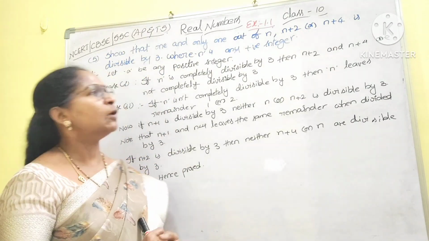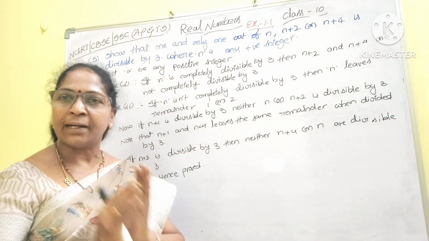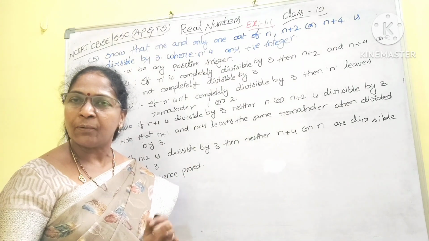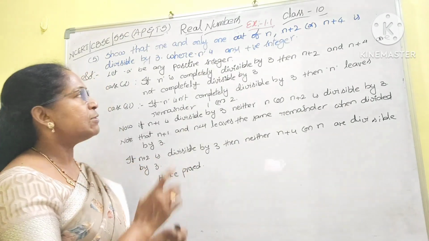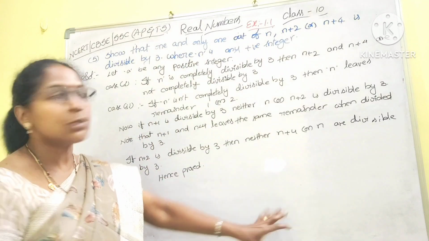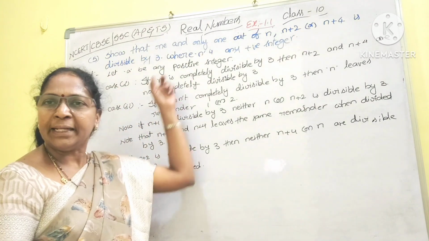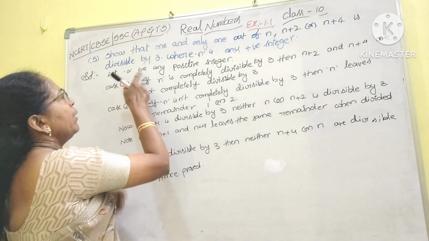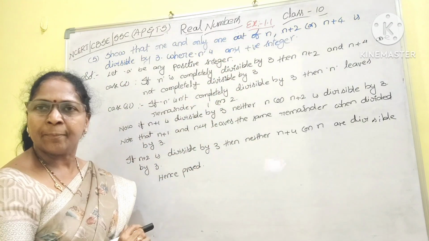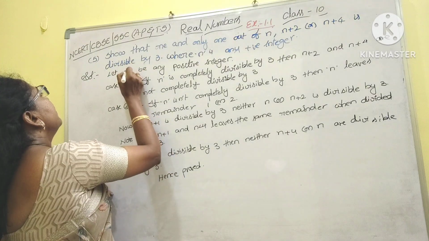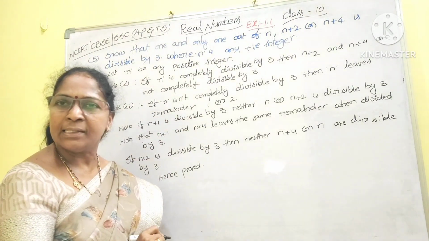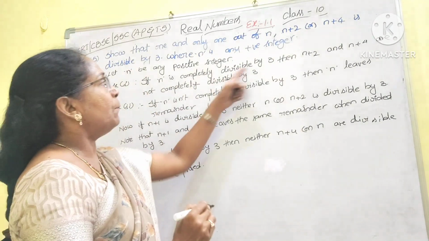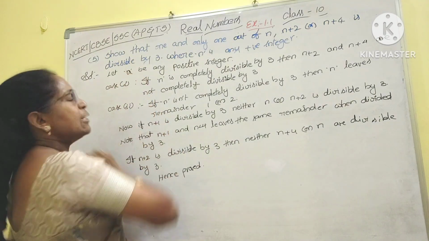N value is a positive integer. That is the condition. Here you have to show that among these 3, only one number is exactly divisible by 3. So here you have to show that. First you have to assume that let a be any positive integer. Here it is already given where n is any positive integer. Now n be any positive integer, or a be any positive integer. Here a also you can assume that.